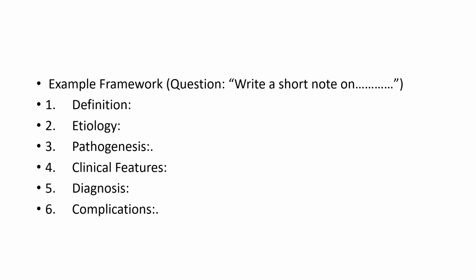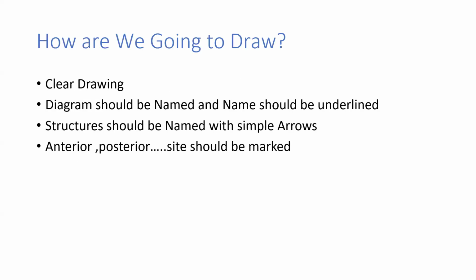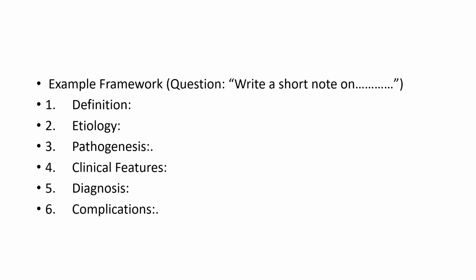Diagnosis and complications are some more advanced things, but this is a common format. If you don't know the details, you can write under complications that there can be prolonged disability because of carpal tunnel syndrome. This format can be applied to any clinical condition. But imagine you are supposed to write a short note on the sciatic nerve.